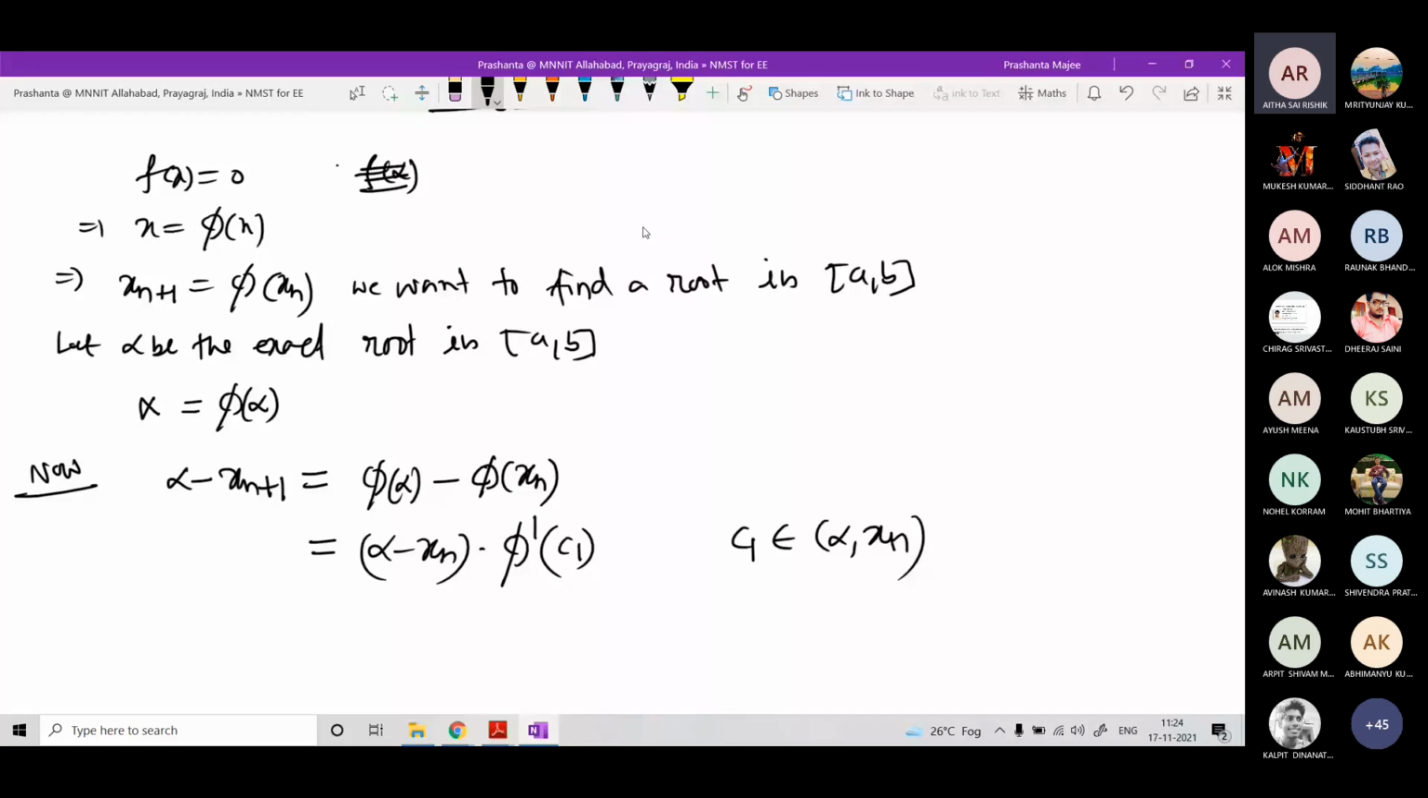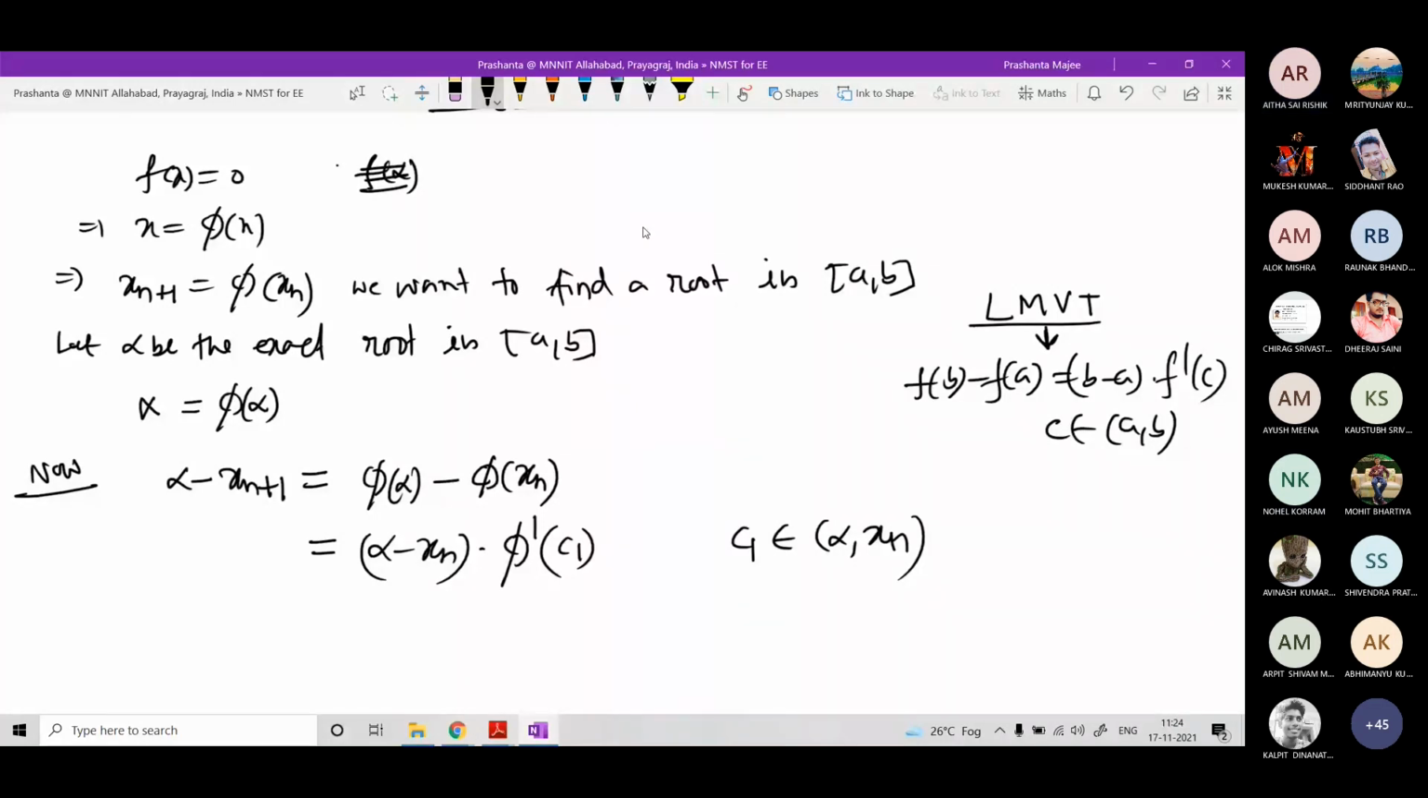What was the Lagrange mean value theorem in the interval a, b? f(b) minus f(a) equals (b minus a) into f dash c, where c belongs to the open interval a, b, is it not? That was the Lagrange mean value theorem, LMVT. Yes or no? Yes, sir. So here phi(alpha) minus phi(xn) is (alpha minus xn) into phi dash c1, where c1 is a point lying in the open interval alpha, xn.